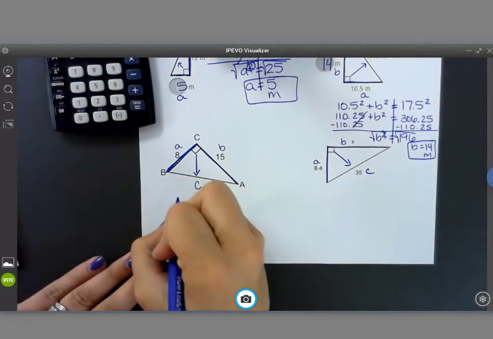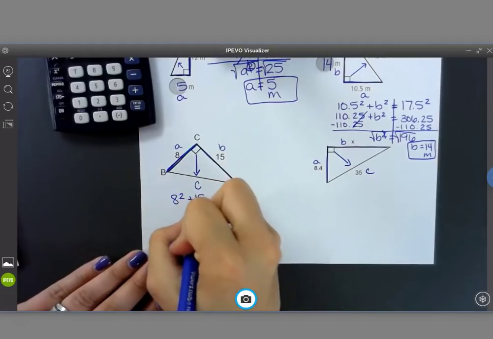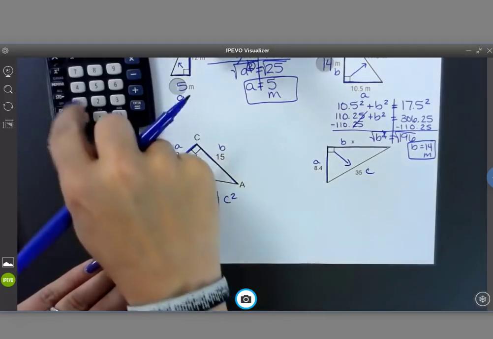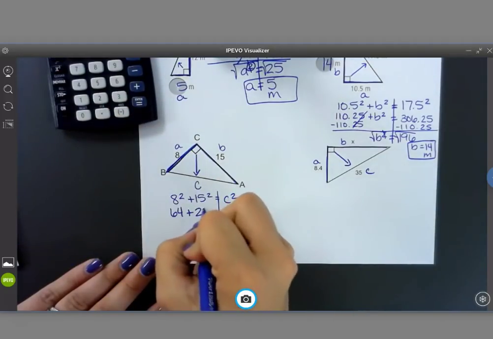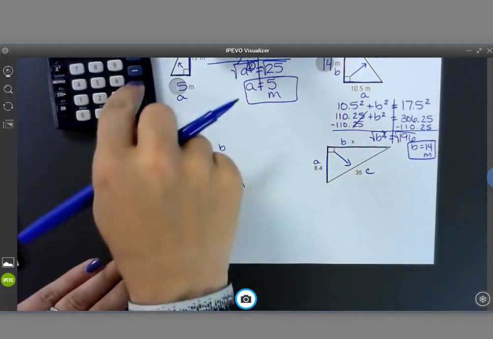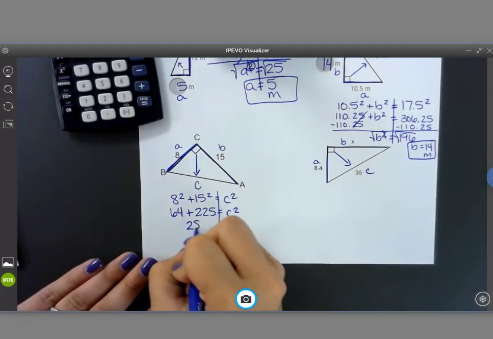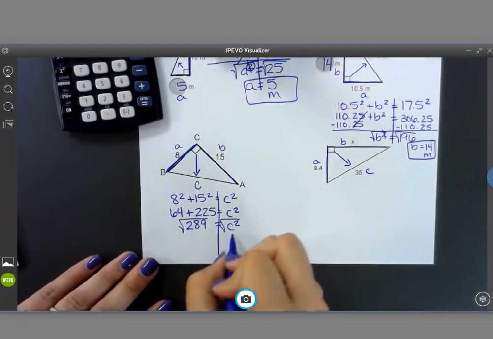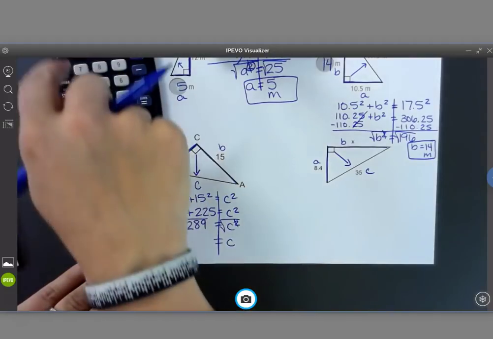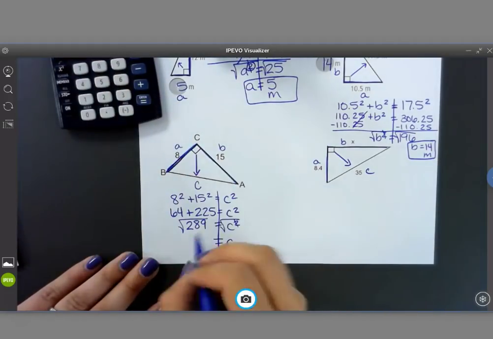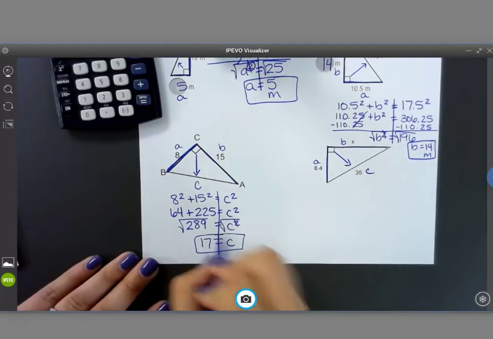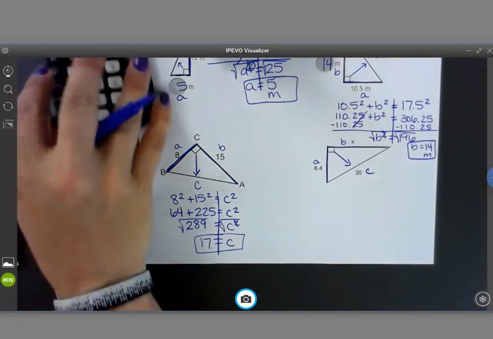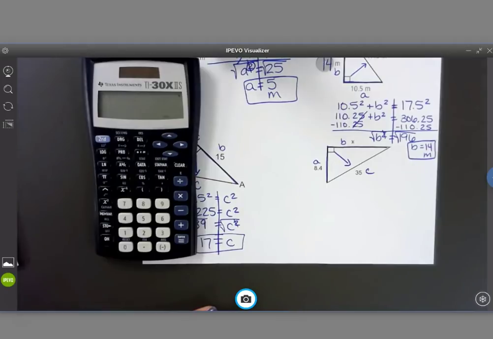Alright, so for the third one, you should have 8 squared plus 15 squared equals C squared. 8 squared is 64. 15 squared is 225. Add those together, we get 289. Got to square root both sides to get C by itself. And we get 17. Remember, C should be our longest, so since 17 is bigger than 15 and 8, we can assume that we are correct.